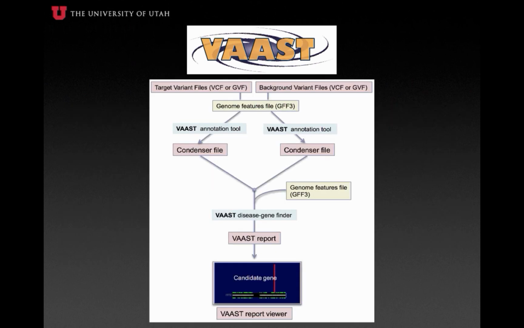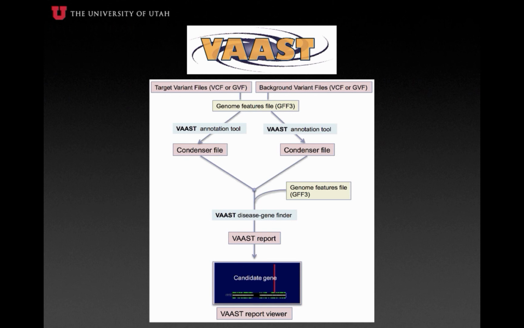Here's a high-level graphic showing the workflow for using VAST. The inputs to VAST are: 1. A set of target or case variant files in either VCF or GVF format. 2. A set of background or control variant files in either VCF or GVF format. 3. A set of features to be scored, usually genes, and this should be in GFF3 format. 4. A multi-FASTA file of the reference genome.